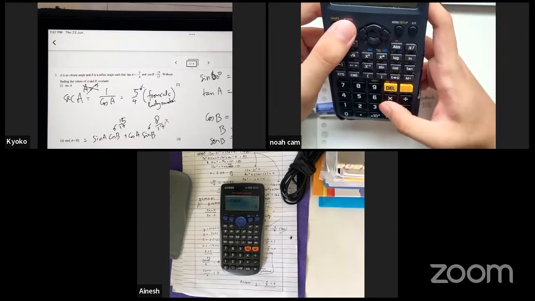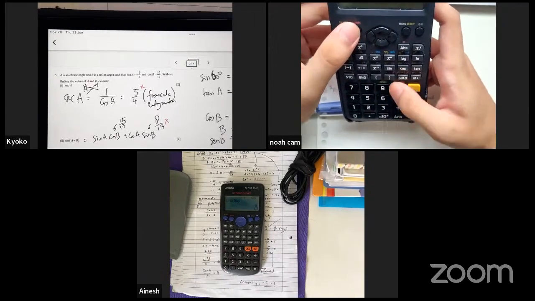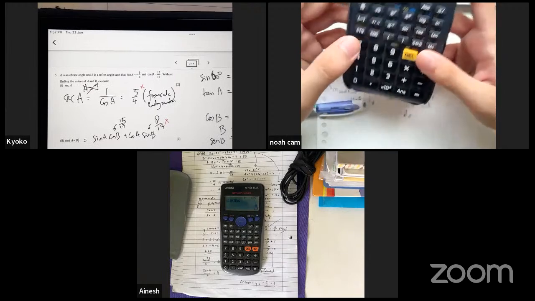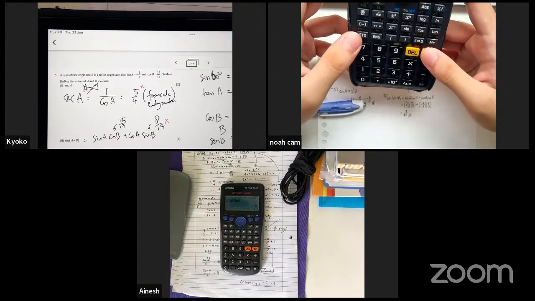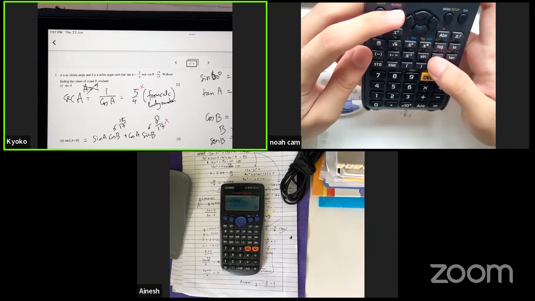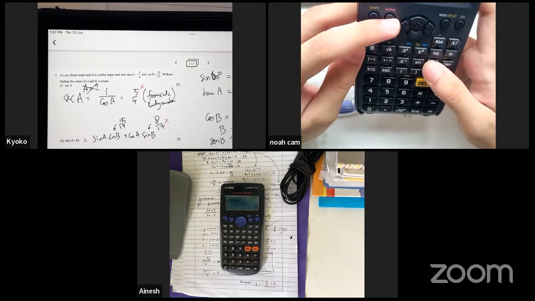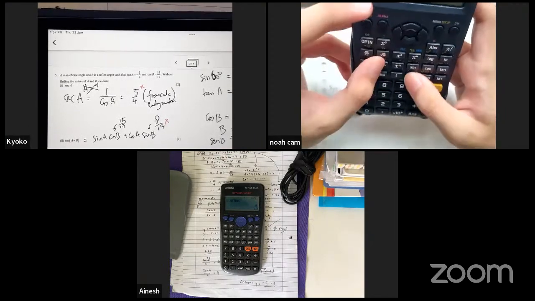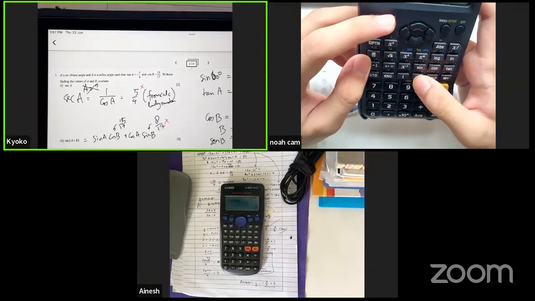Now pay attention, right? In the question, they tell us that A is an obtuse angle, right? Or do you know what obtuse means, Ainesh and Kyoko? It's more than 90 degrees. All right. Now be very clear, Kyoko. You are correct. It's more than 90, but actually it's from 90 to 180. So there's a limit to an obtuse angle. Okay.